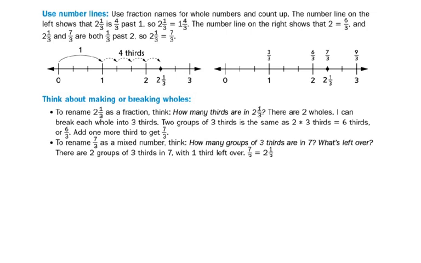The number line on the right shows that 2 is the same as 6/3. And that 2 1/3 and 7/3 are both 1/3 past 2. So 2 1/3 is the same as 7/3.